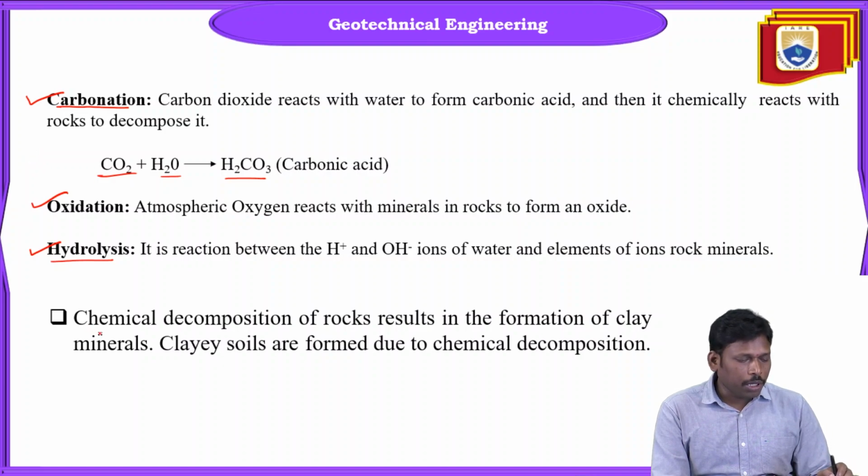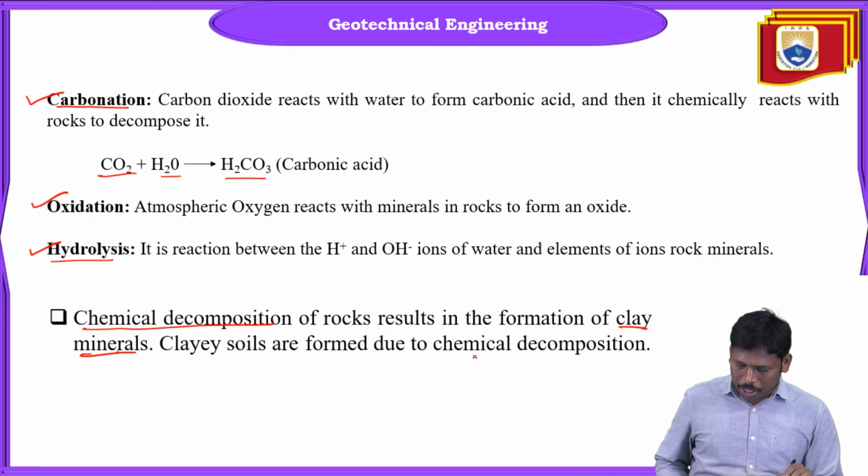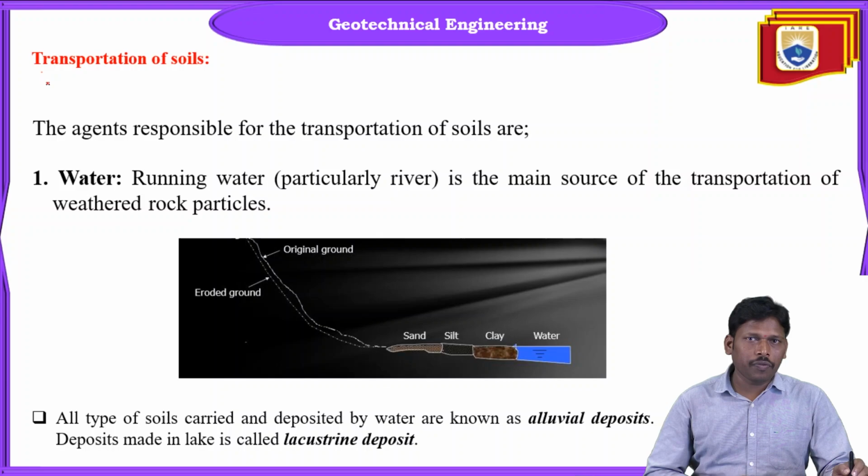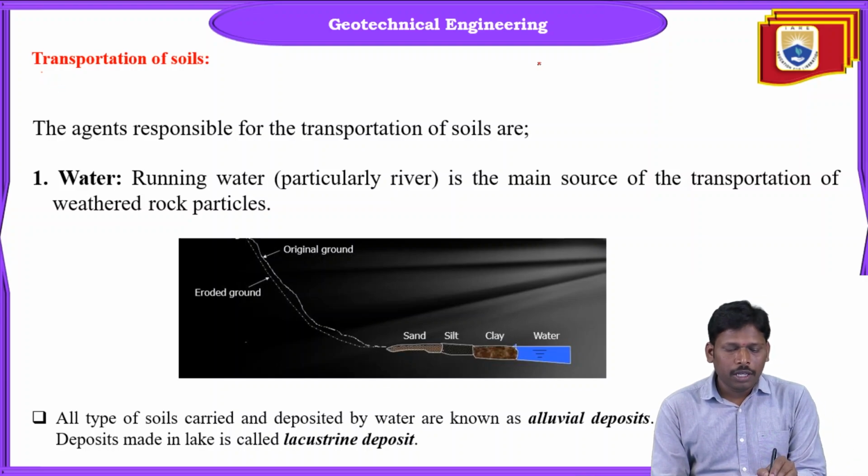These are due to what? Chemical weathering. The chemical decomposition of the rocks results in the formation of clay minerals. As we saw in the three soil deposits, those are silt, clay, and sand or gravel. And the chemical decomposition is primarily responsible for the formation of clay minerals and clay soil. The clay soils are formed due to what? Chemical decomposition.